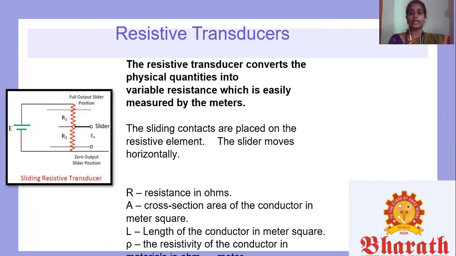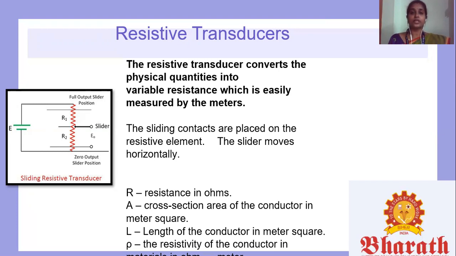The measurement of the physical quantity is quite difficult. So the resistive transducer converts these physical quantities into variable resistance, which is measured by meters. The process of variation in resistance is widely used in industrial applications. The resistive transducer can work both as a primary as well as a secondary transducer. The primary transducer changes the physical quantity into a mechanical signal, and the secondary transducer directly transforms it into electrical signals.